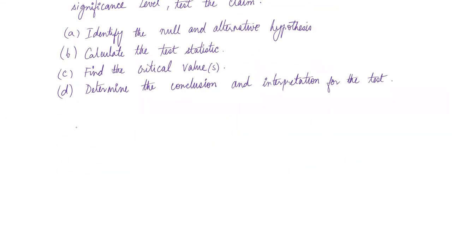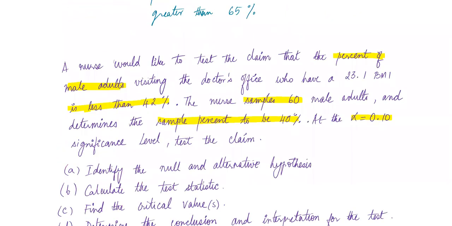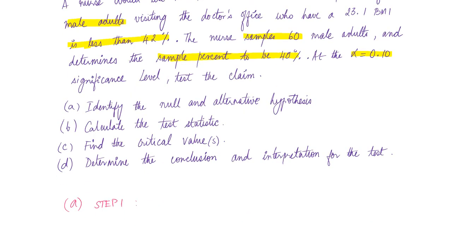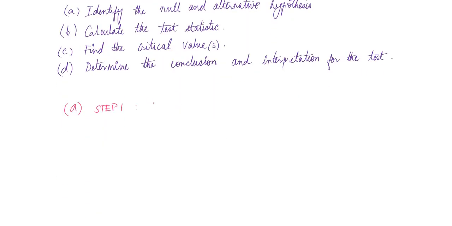Let's go to part A. In order to do this, we have to start with step 1. Step 1 is to identify the claim. We identify the claim as the percentage of male adults with 23.1 BMI being less than 42%.